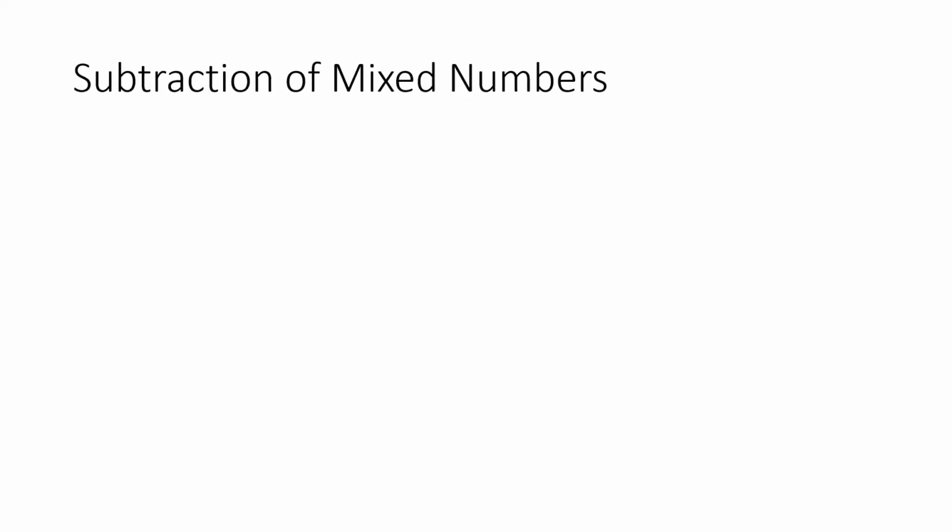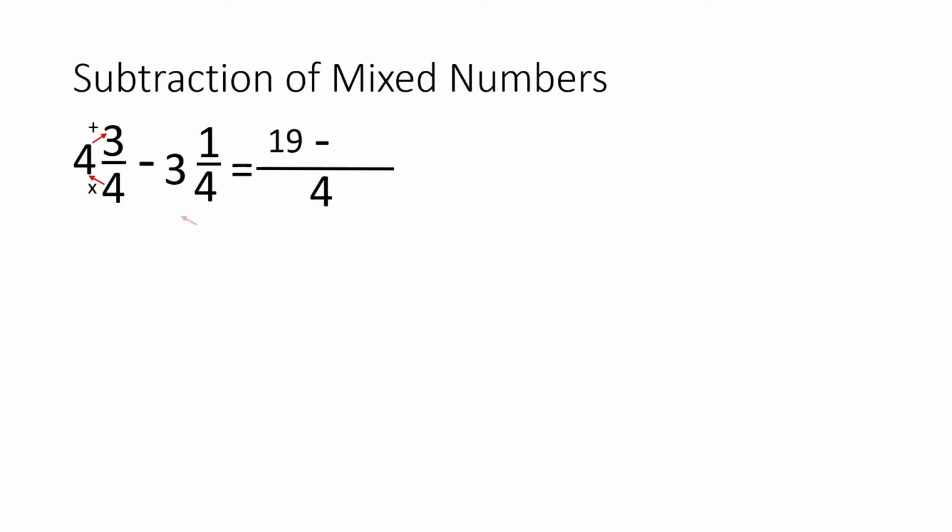I'm going to teach you how to subtract mixed numbers. So we have 4 and 3/4 minus 3 and 1/4. Copy the denominator 4. Multiply 4 to 4. So 4 times 4 is 16. Added to 3. 16 plus 3 is 19. Copy the minus sign. Then multiply 4 to 3. 4 times 3 is 12. Added to 1. So 12 plus 1 is 13.